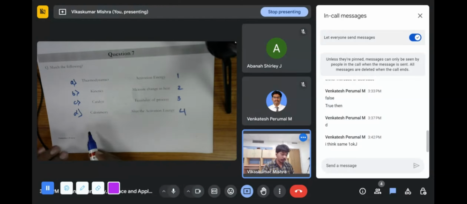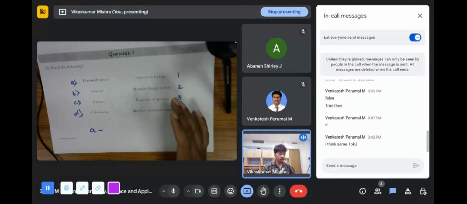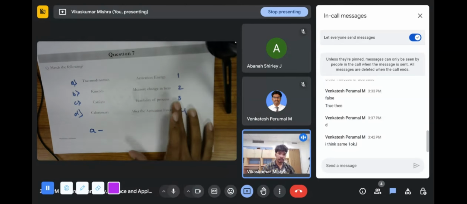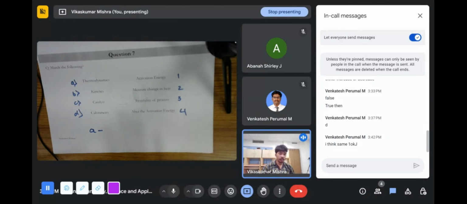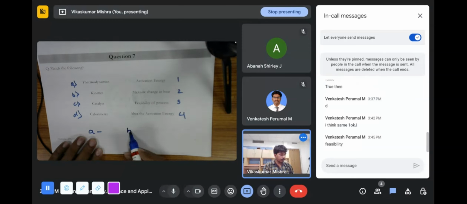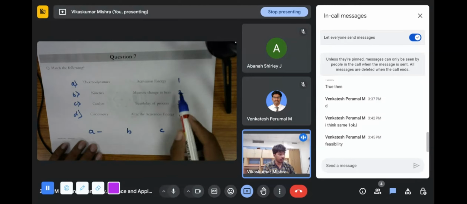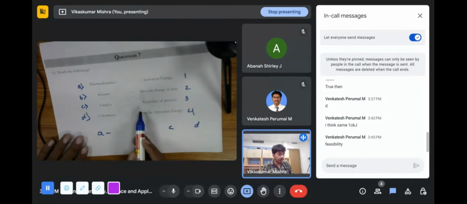A will match with what? Does it talk about the activation energy? Does it talk about the measurement of the heat or feasibility of the process? Or does it talk about altering the activation energy? Right? Yeah, it talks about the feasibility. So we can say the third one. Thermodynamics will be matched with the feasibility.